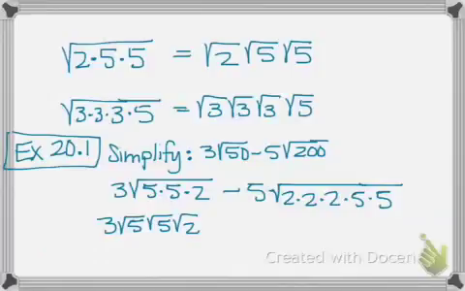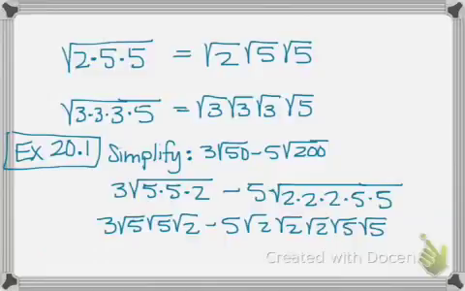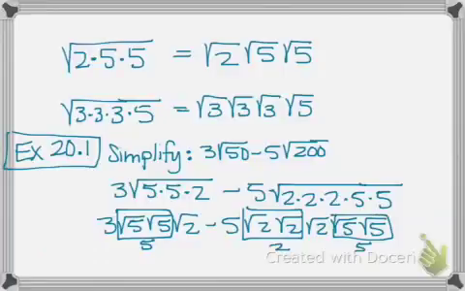Moving on, minus 5 square roots of 2 times 2 times 2 times 5 times 5 is going to be the square root of 2 times the square root of 2 times the square root of 2 times the square root of 5 times the square root of 5. So now we look for pairs. We find that these two 5s give us 5, and we've got a pair of 2s here, so we can break out a 2 and break out a 5.